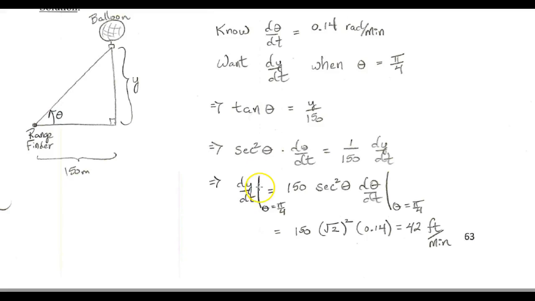And then I solve for dy dt by simply multiplying both sides by 150. And I want to evaluate that at the exact moment in time when the angle itself is pi over 4. So multiplying both sides by 150 gives 150 times secant squared theta times d theta dt. And I want that evaluated exactly when theta is pi over 4. So theta equals pi over 4, or 45 degrees. You know the secant of that is square root of 2. So the secant squared is square root of 2 squared, or 2. So 150 times 2 is 300, times 0.14 gives me 42 feet per minute.